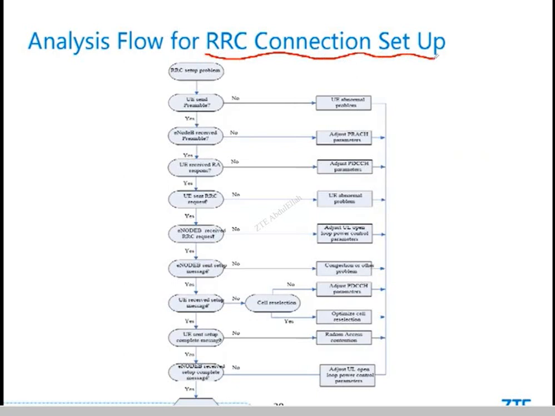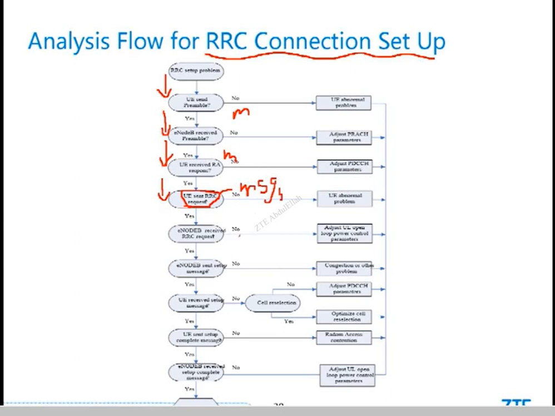So first is the RRC connection setup. How can we do the analysis? First, we just follow the signaling flow. The first step: did the UE send the preamble, yes or no? If yes, we continue. Did the eNodeB receive the preamble or not? This is the message 1, and this is the message 2. So the UE received the RAR response, message 2. And then the UE sends the RRC request. The RRC request is RRC signaling, high layer signaling. In the low layer signaling, we can see it is the message 3. So when we do the access, we can put them together.